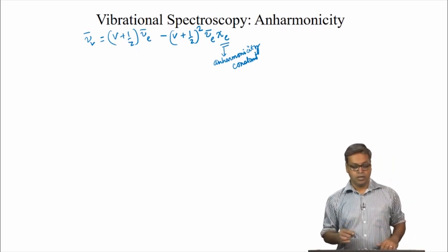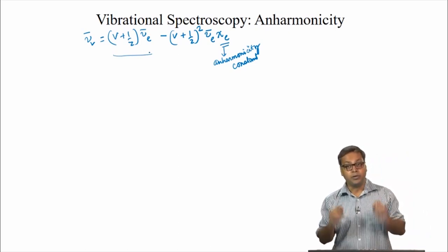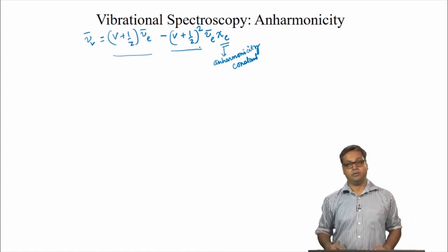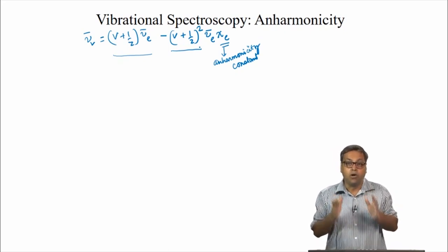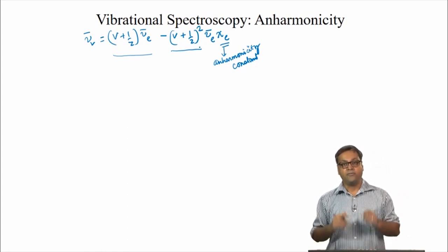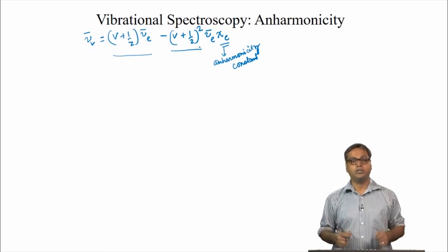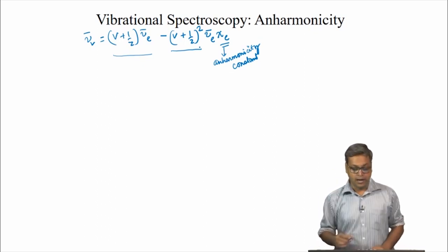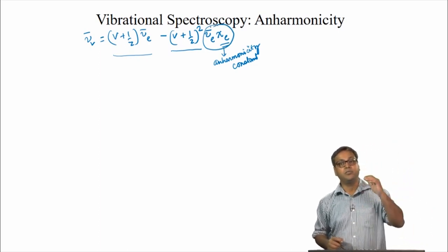So, the first term is the harmonic oscillator term, and an additional term is obtained from the Morse potential, which has (v plus half) square dependence. Thus, for very large values of v, where the harmonic oscillator does not work very well, the second term becomes more and more important. The value of the second term becomes larger compared to the first term because of the (v plus half) square dependence rather than (v plus half) dependence. And this nu bar e chi e factor is a small number.